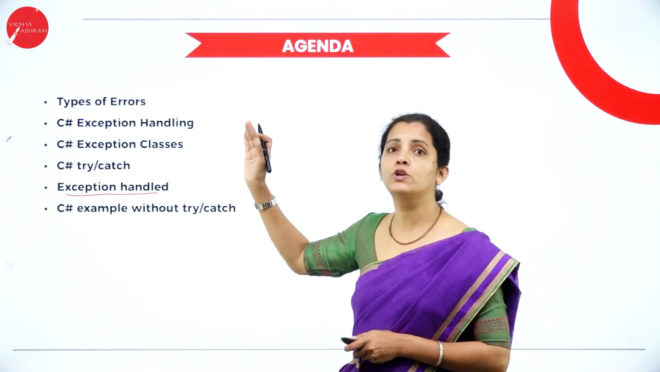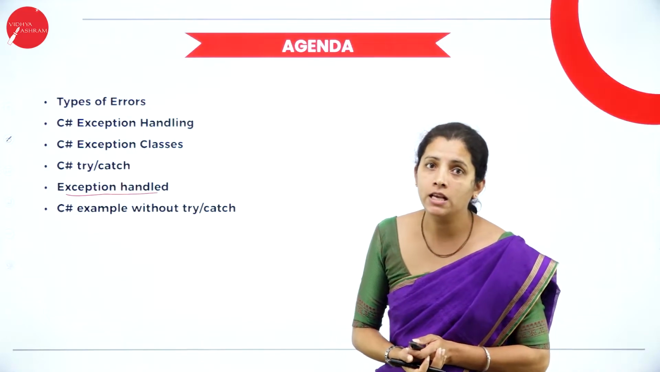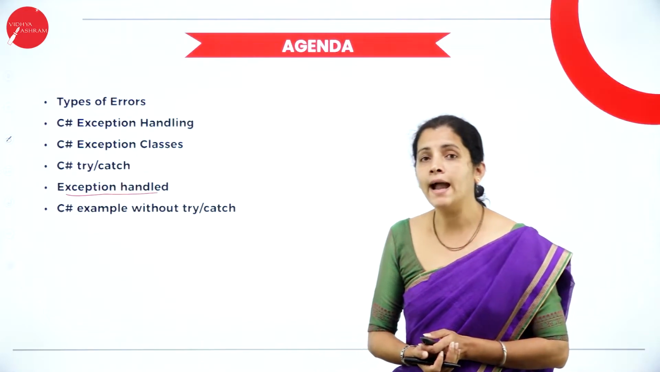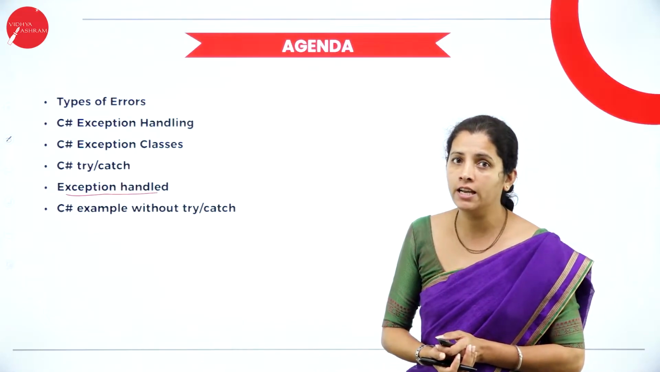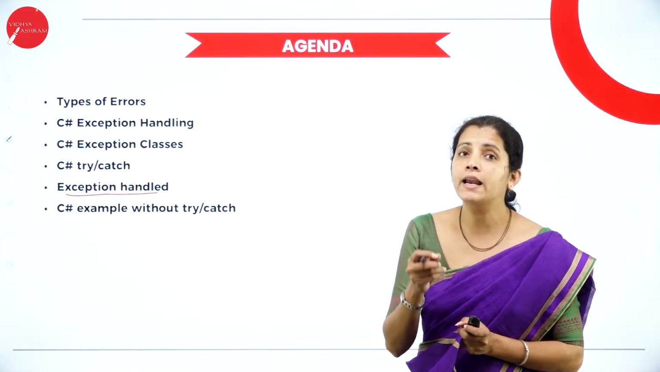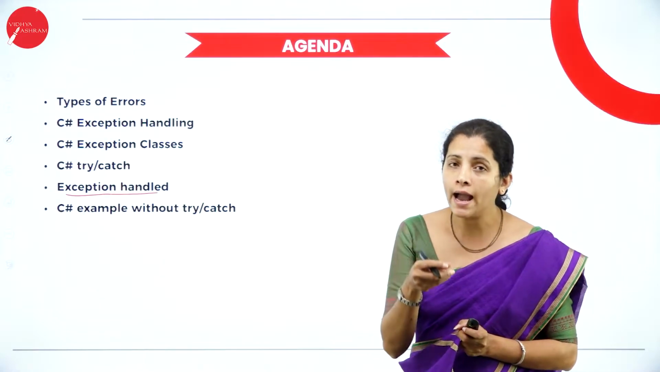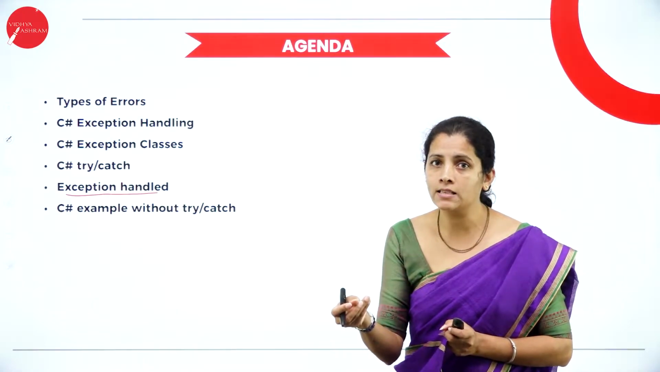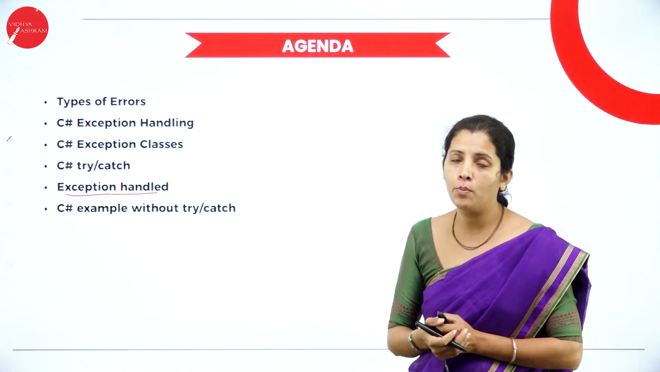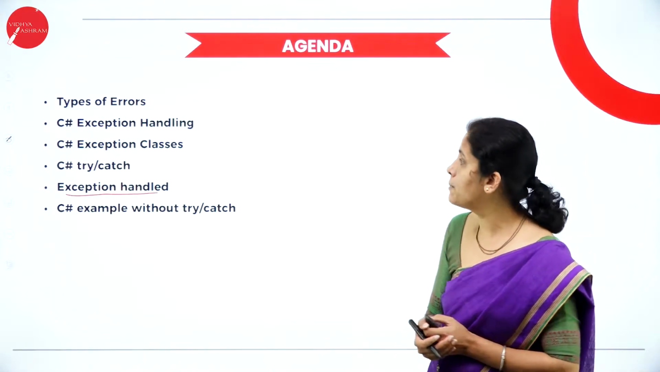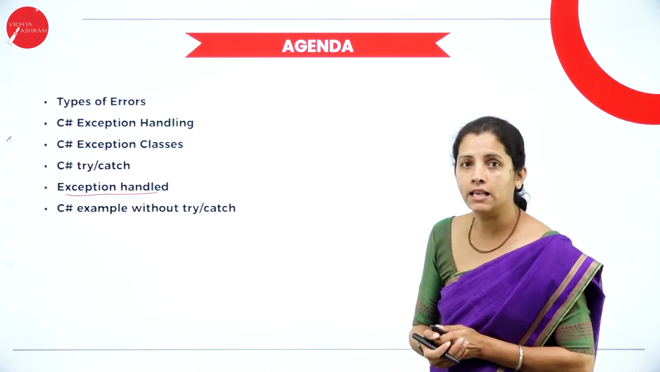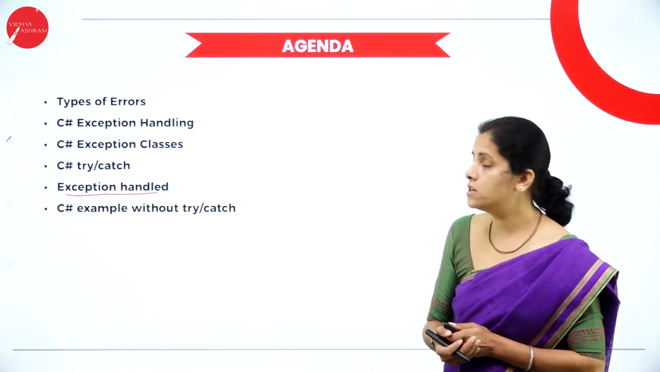And when is it going to happen? When we execute the program. And when is it going to be generated? If I write an improper program, or if I write improper syntax, or if I write improper logic, then I'm going to have an exception or an error.